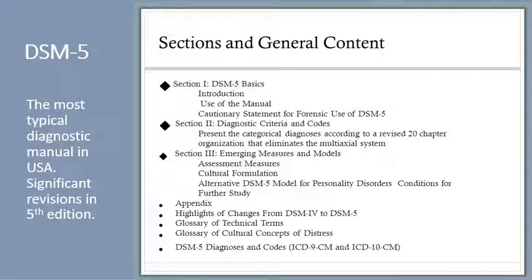Section 3 addresses things that are forthcoming that weren't resolved in this issue, like assessment measures, which are always changing, especially as we get more information about neuroscience. Cultural formulation, so understanding how culture impacts these. And then personality disorders was a major conflicting conversation at the APA as they were developing this new manual. And so this looks at different ways to consider these personality disorders. And then there are some materials in the appendix that would be referenced in the body.